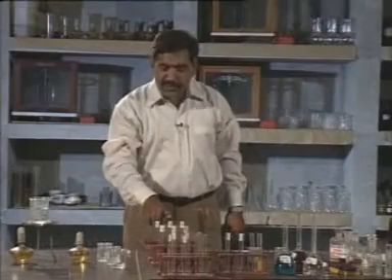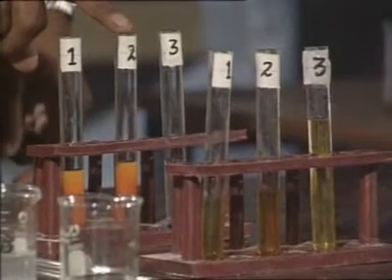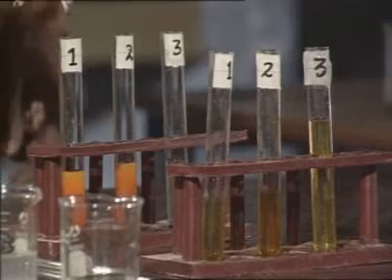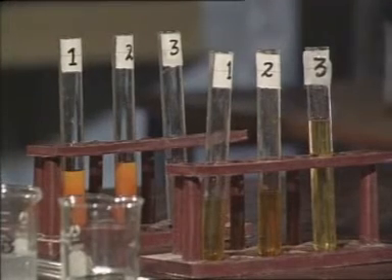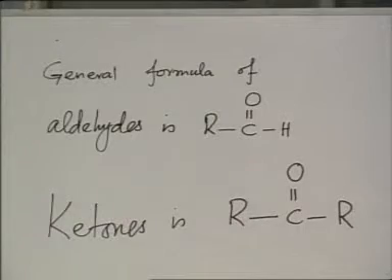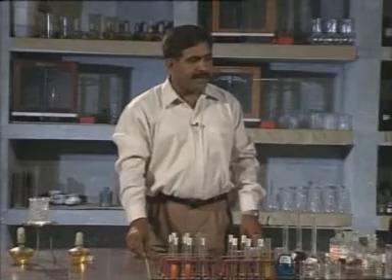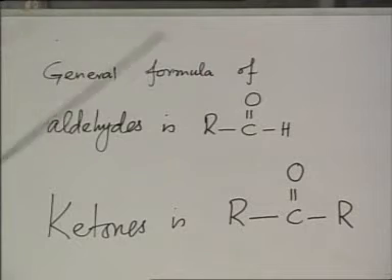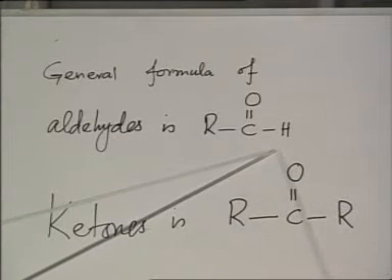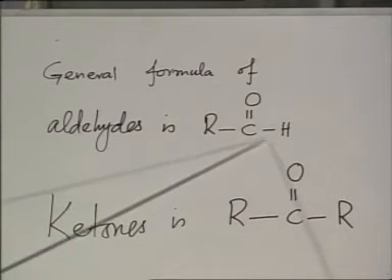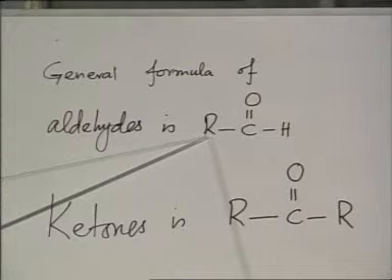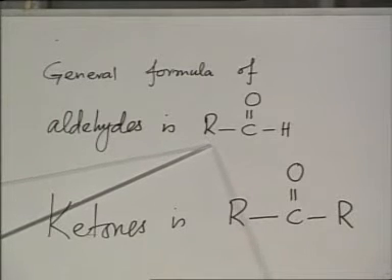In test tubes 1 and 2, the compound taken is an aldehyde. And in test tube 3, the compound taken is acetone. The simplest aldehyde is formaldehyde. The general formula of aldehydes is R-C double bond O-H. But there is one exception to this formula. In case of formaldehyde, instead of R, which is an alkyl group, hydrogen is present.